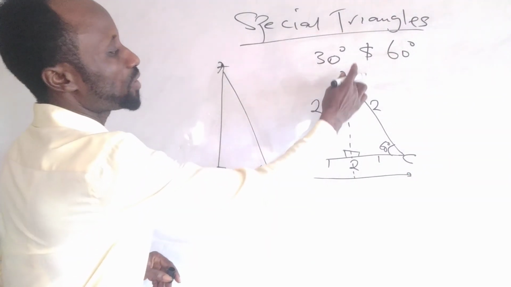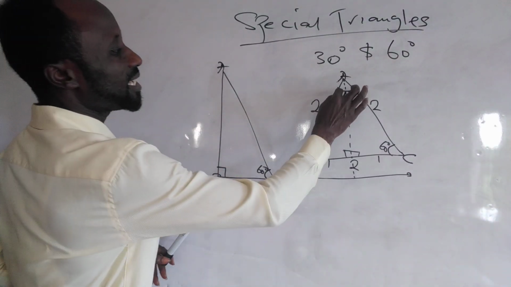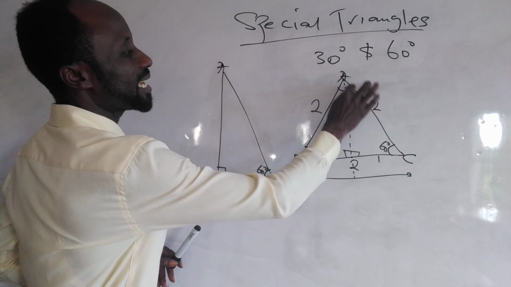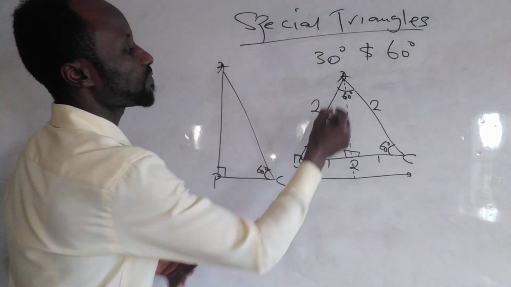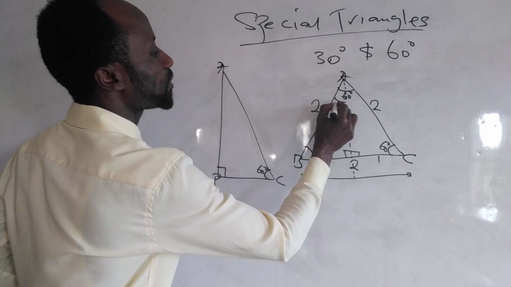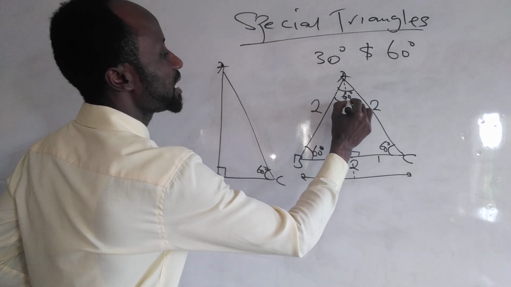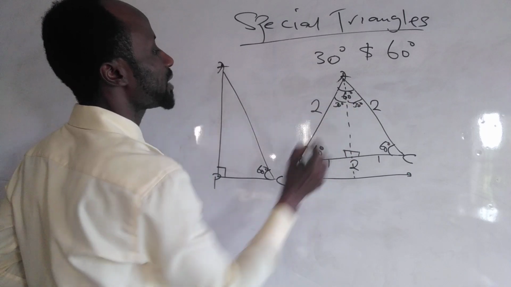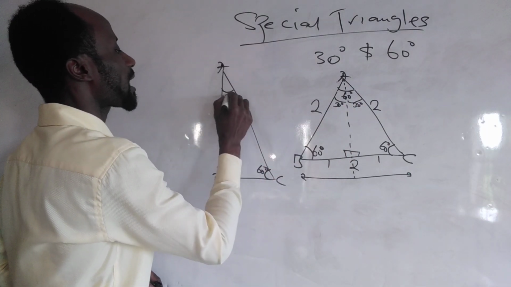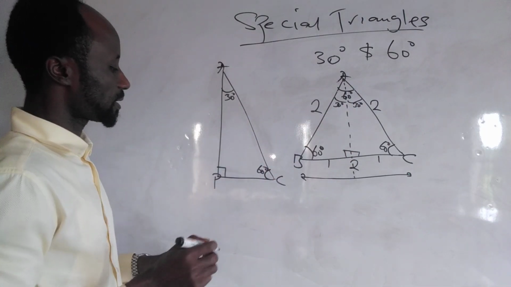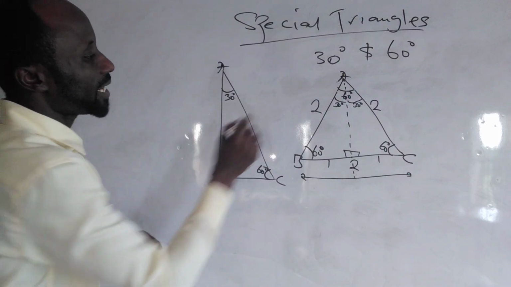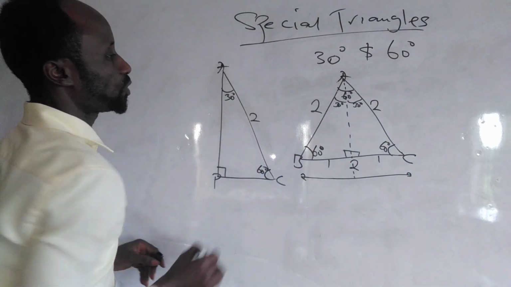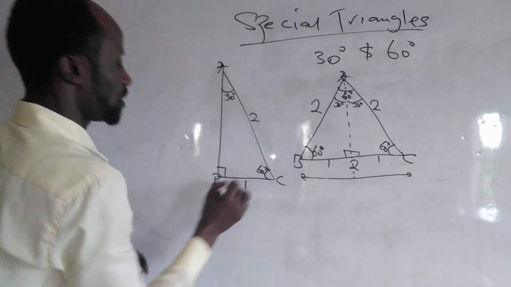At this point, when you bisect, since the entire angle A is 60 degrees, it means that half of it from here to here is 30 degrees. Here to here also is 30 degrees. So automatically this angle becomes 30 degrees. Then my 2 here is 1.